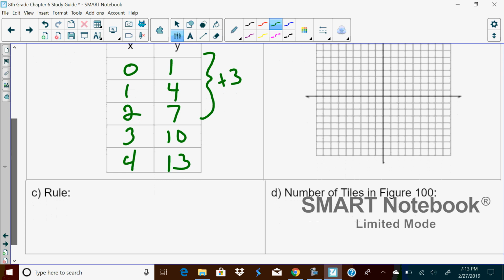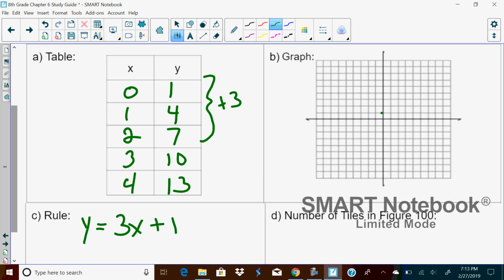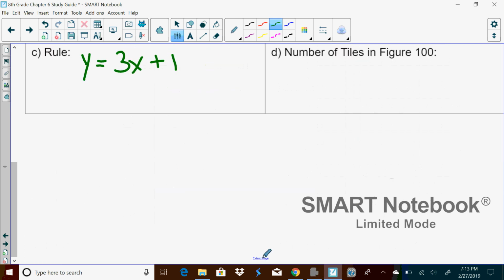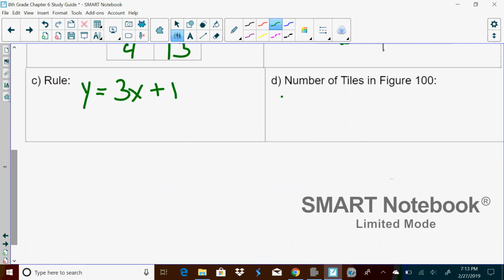I like to write my rule next. I know my rule is y equals 3x plus 1 because that's my 0 figure. In my graph, I'm going to start at 1, go up 1, 2, 3, and over 1. So there's my graph. And then for the 100th figure, I just put it into my rule. So I'm going to do 3 times 100 plus 1, or 301.